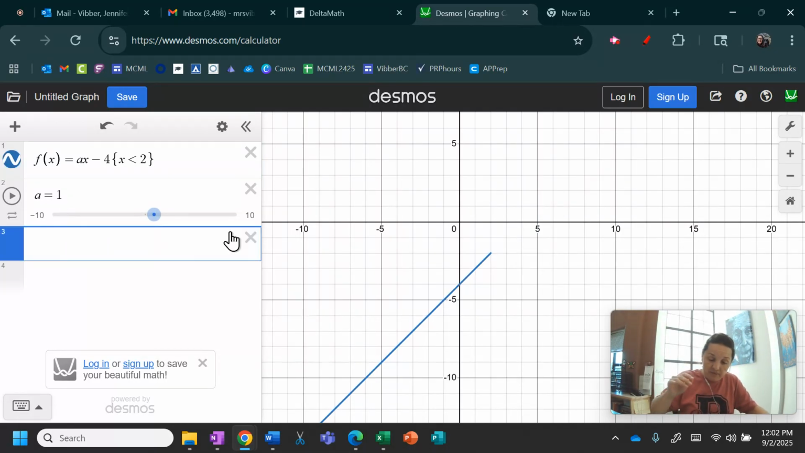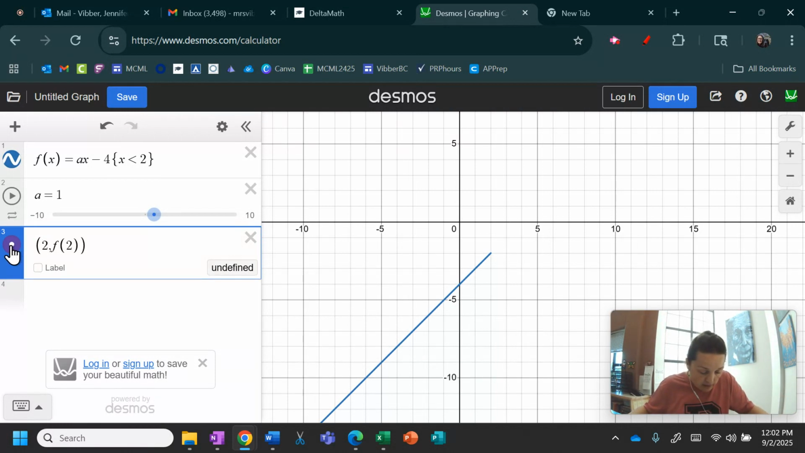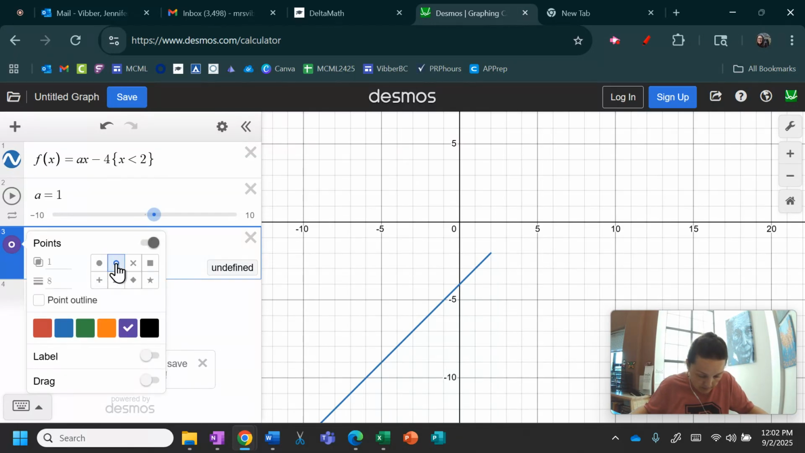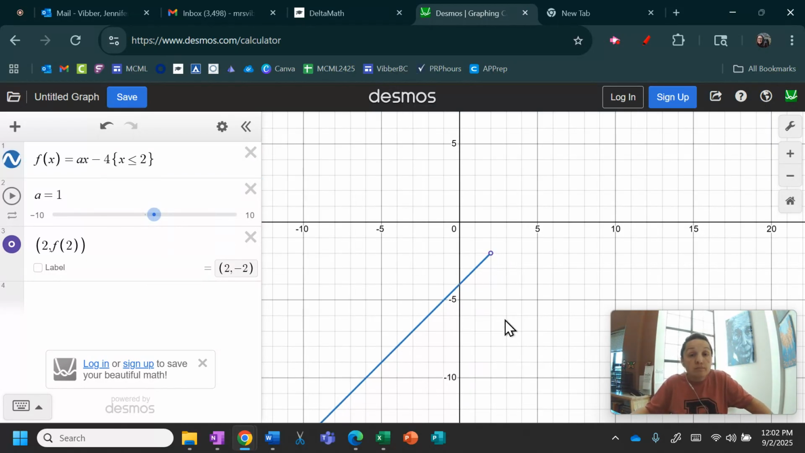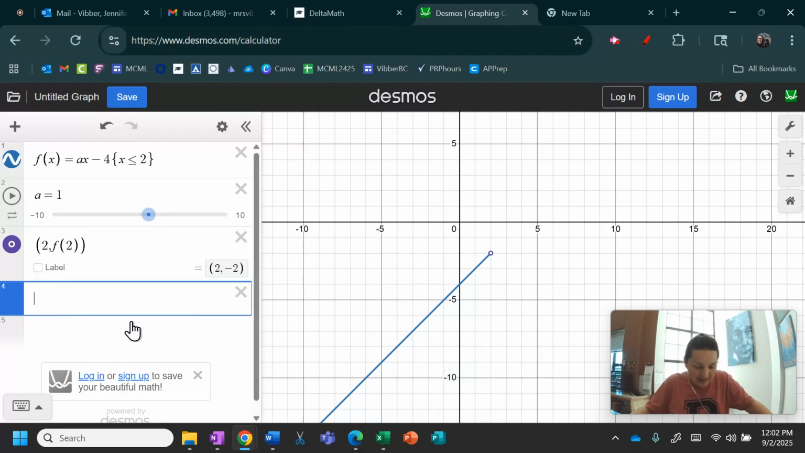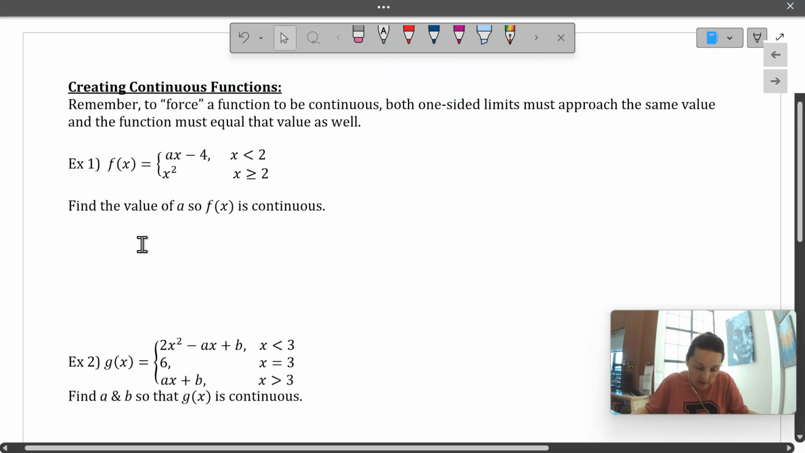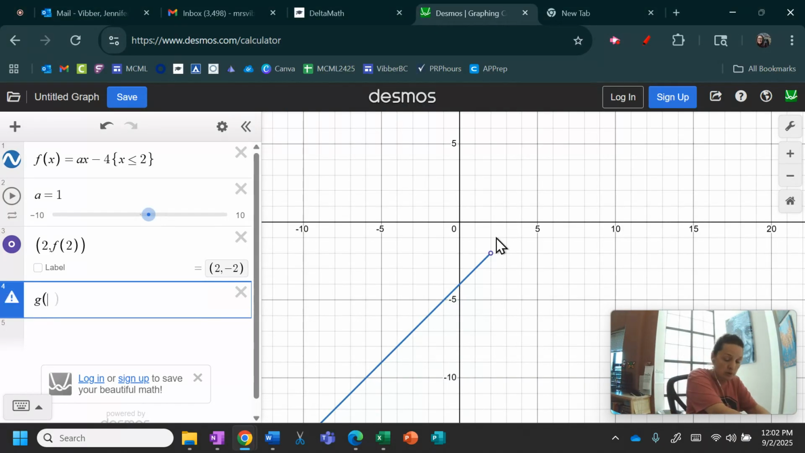And because I'm fancy, I'm going to make this 2 comma f of 2, just so you can see the hole there. Now you can see that hole. All right. And then it is x squared for x is greater than or equal to 2. I'm just going to call it g of x to make my life easier.